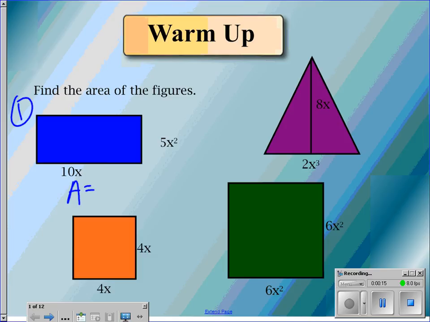What's the formula for the area of a rectangle? Somebody raise their hand. Yes, Autumn. Length times width. In this rectangle, what is the length? Zach? Almost. The length is 10x, and what is the width? Lawrence? 5x squared. So we're going to plug in 10x for L, and we're going to plug in 5x squared for W.